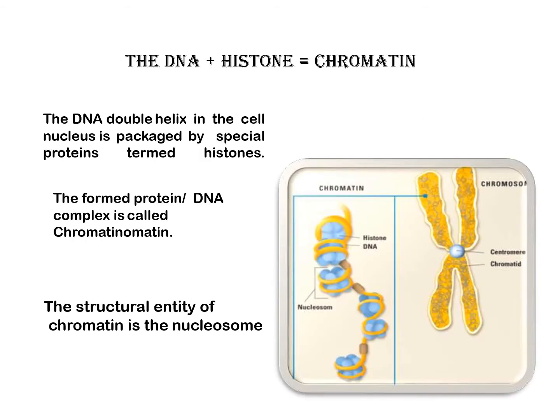Chromatin. The DNA double helix in the cell nucleus is packaged by a special type of proteins which are termed as histone proteins. This protein and DNA complex is called chromatin. The structural entity of chromatin is the nucleosome.